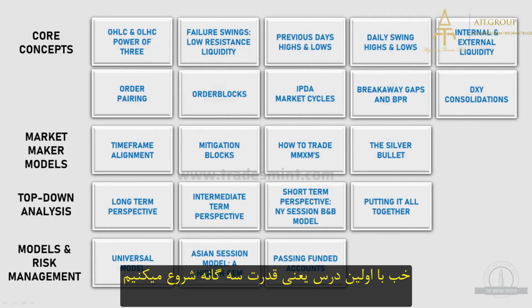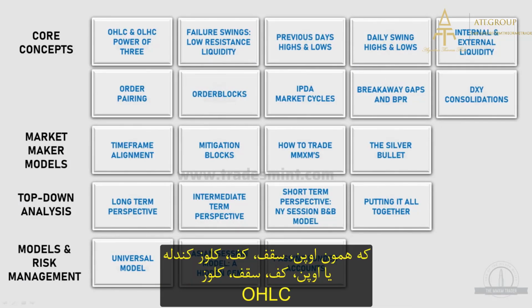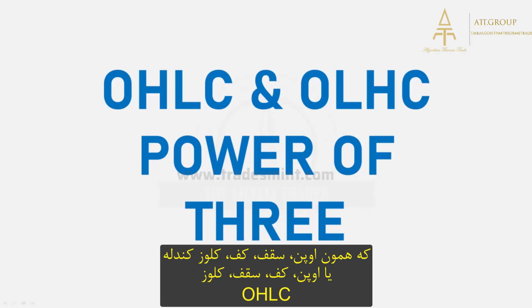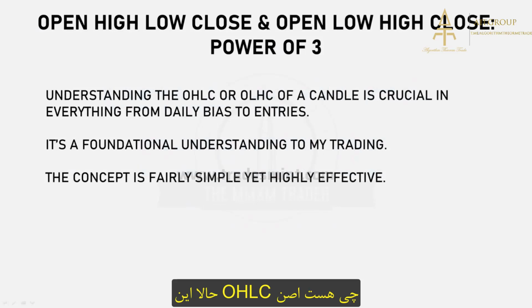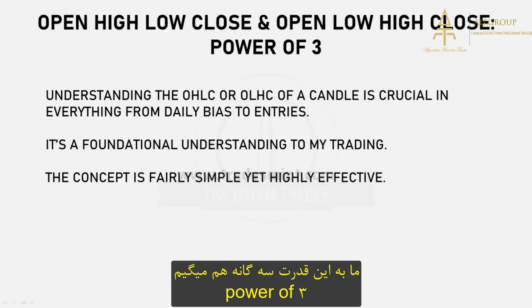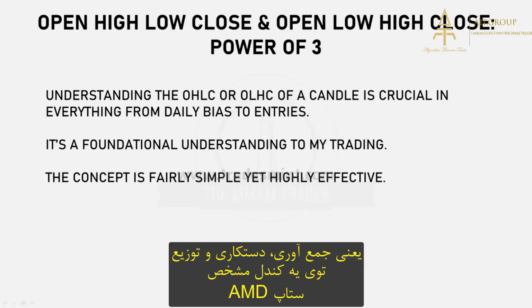So let's start off our first lesson about the power of 3, which is the open high low close and the open low high close of a candle. Now what is open high low close and open low high close? We also call this the power of 3, right? So accumulation, manipulation, distribution of a certain type of candle.